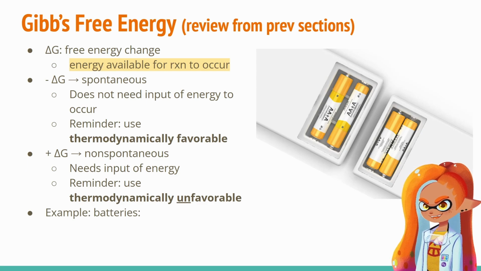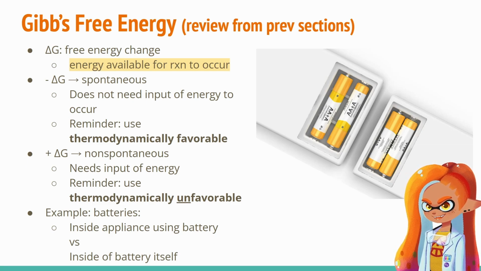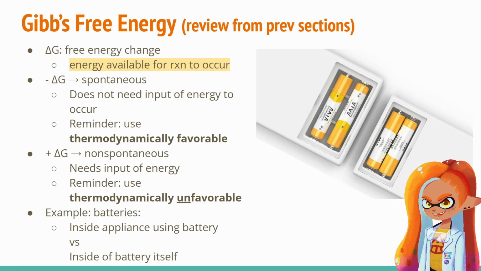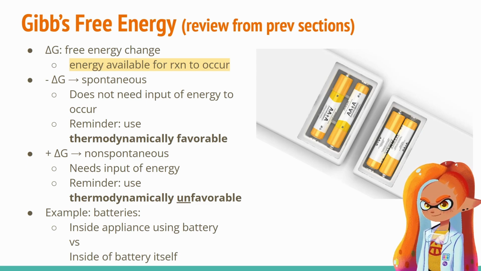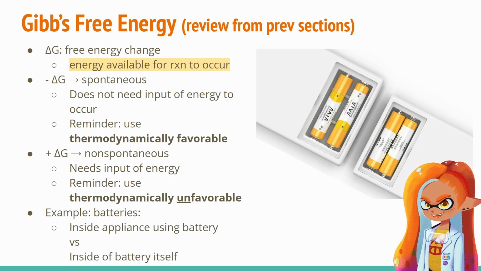An example of this is batteries. We have batteries inside our appliances, so when it's inside the appliance, you have that spontaneously happening when you input a button press or whatever, versus the battery itself. The battery has the reaction that's happening in it, and then you can see if it's spontaneous or not. Like, is it naturally going to happen over time versus did I need to input energy to make that reaction actually do its thing?